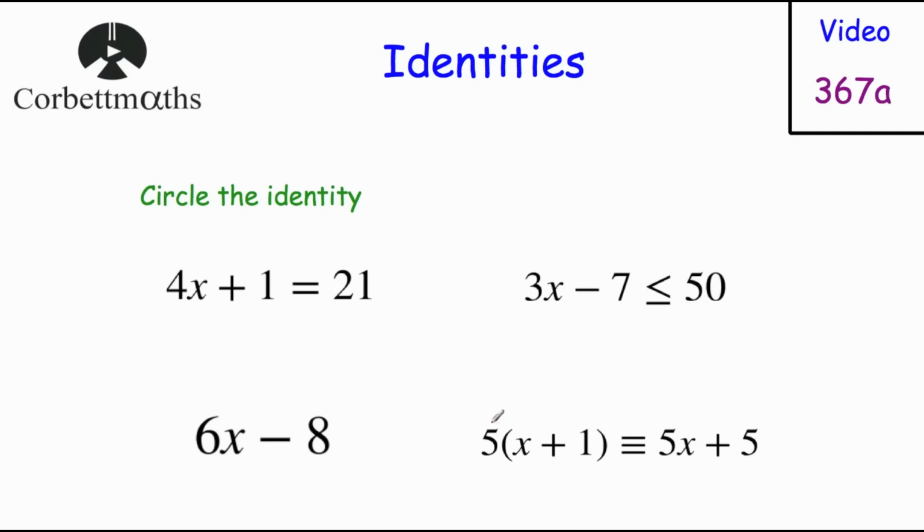And finally we've got an identity. An identity is something that's always equal to each other. So we've got 5 bracket x plus 1 close brackets, and then we've got this symbol here with 3 lines. That's the equivalent to symbol, and then we've got 5x plus 5. If you expand this set of brackets, you get 5x plus 5. So 5 bracket x plus 1 is always equal to 5x plus 5. So that is an identity. It's always equal to it. So an identity is something that's always true, and that's it.